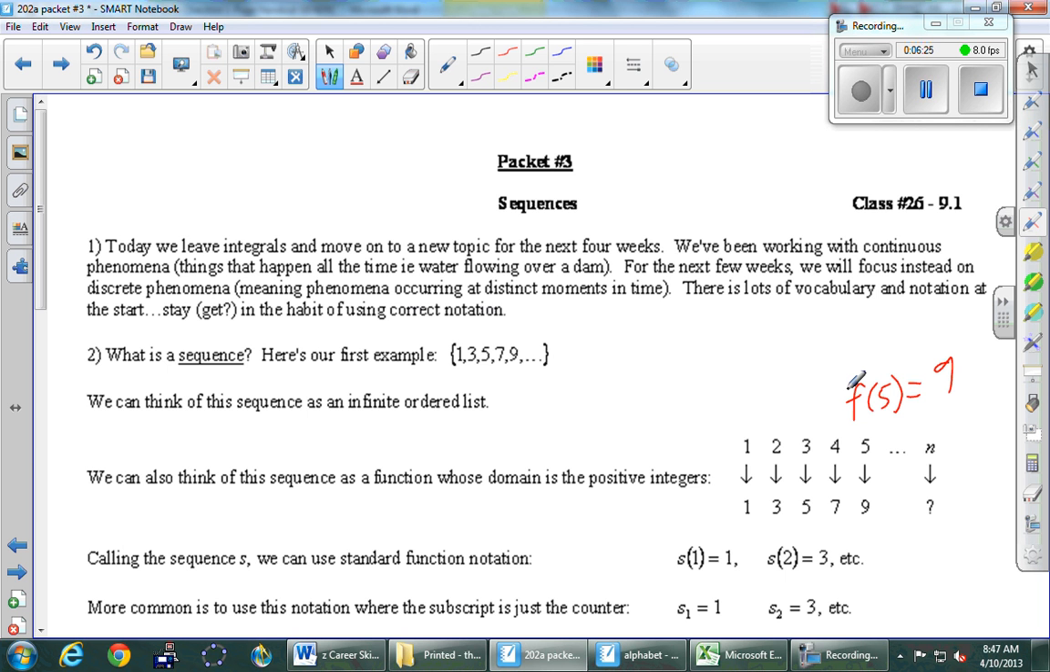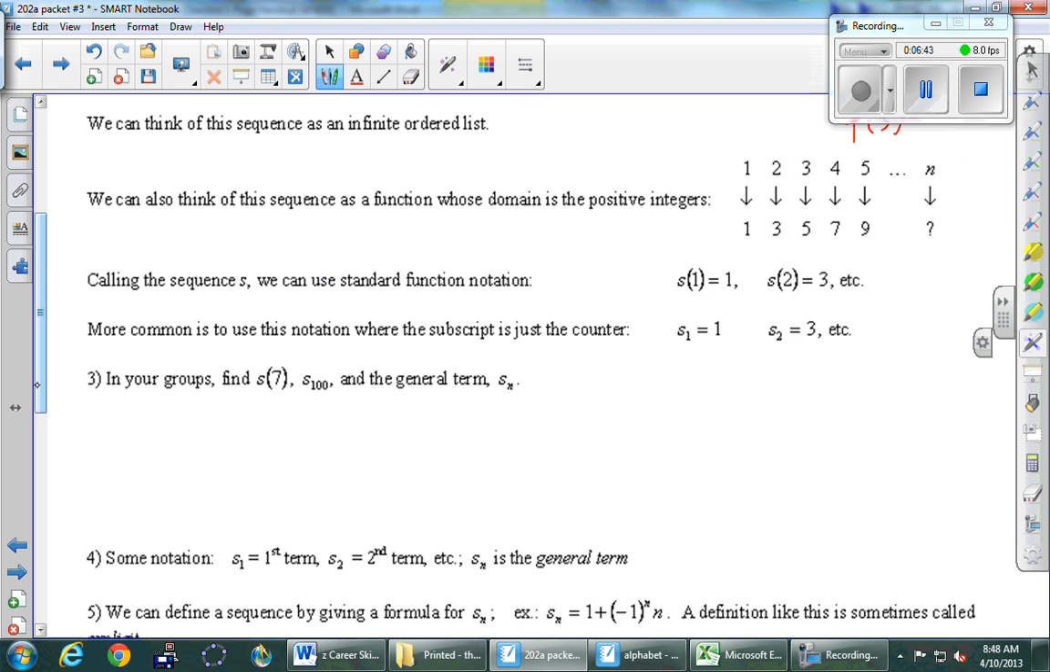We can call the sequence S and then use standard function notation. I called it here f of 5 is 9, but really you could use any letter there. So S of 2 is 3 because the second positive odd is 3. But more common than using function notation is going to use notations where we include subscripts. So S sub 2 equals 3 is another way of saying the second number in this list is 3.